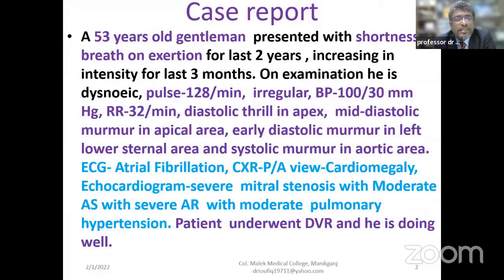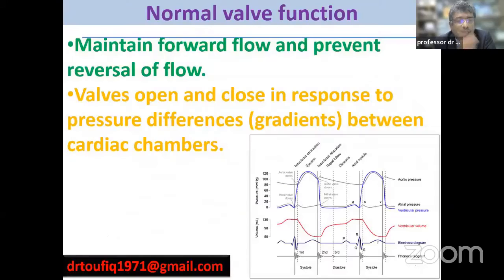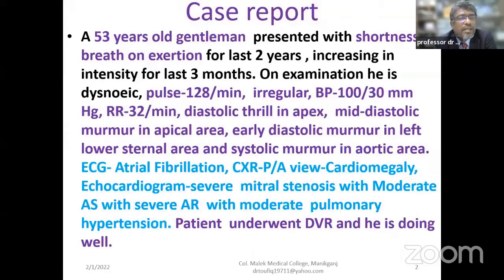Now, this is a case of a patient with aortic regurgitation. A 53-year-old gentleman presented with shortness of breath on exertion for the last 2 years, increasing in intensity for the last 3 months. On examination, he is dyspneic, pulse 128 beats per minute, irregular. Blood pressure is 100/30 millimeter mercury. Respiratory rate 32 per minute. There is a diastolic thrill in the apex, a mid diastolic murmur in the apical area, an early diastolic murmur in the left lower sternal area, and a systolic murmur in the aortic area.